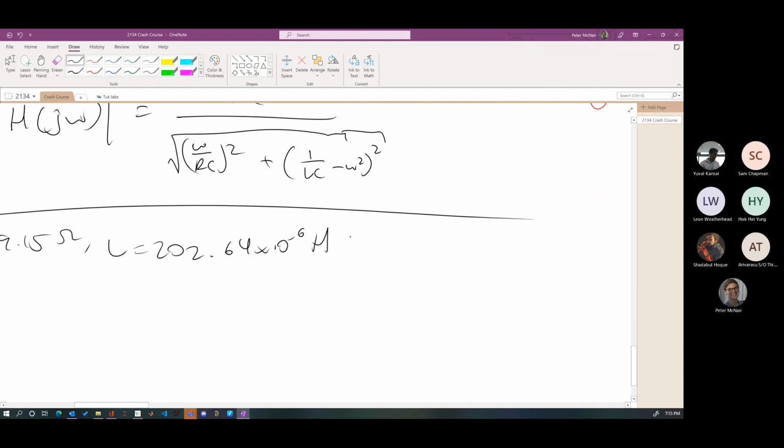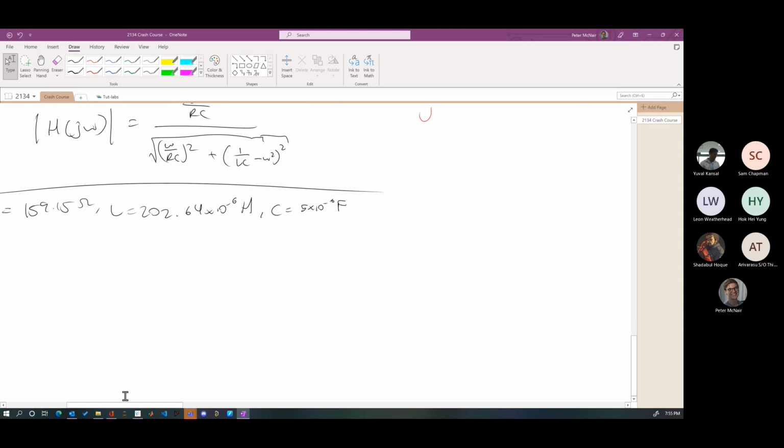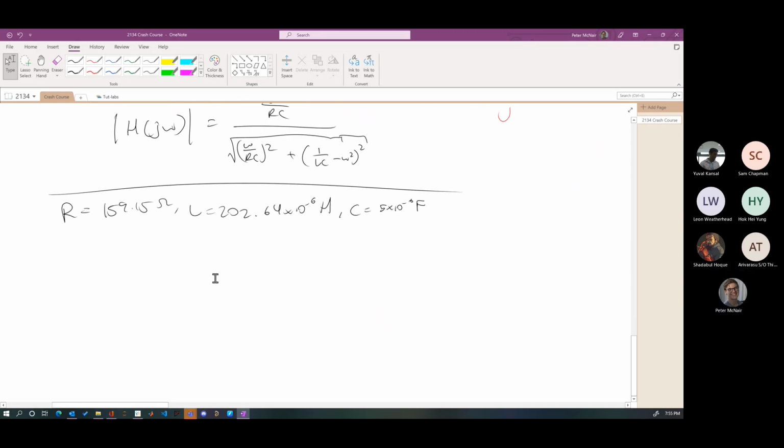And C is equal to 5 by 10 to the minus 6 farads. Cool. So Vi of t is equal to 2 cos of 31416 t. So in its phasor form, Vi of omega is equal to 2 angle 0 degrees.